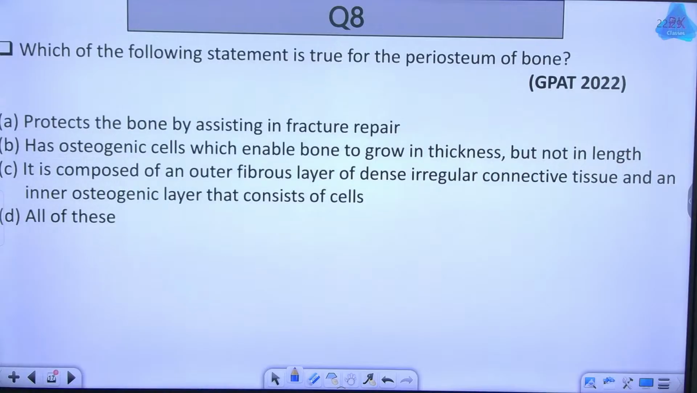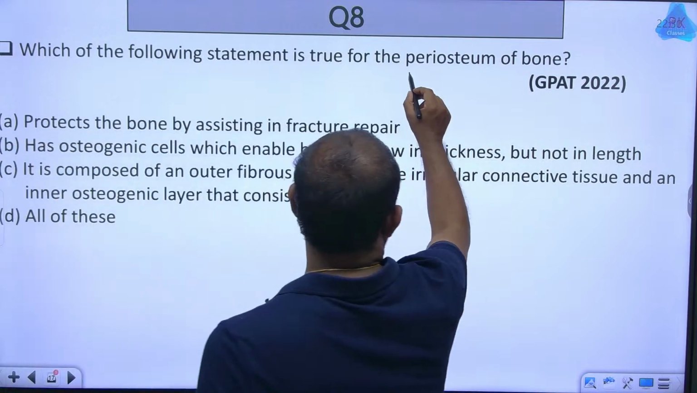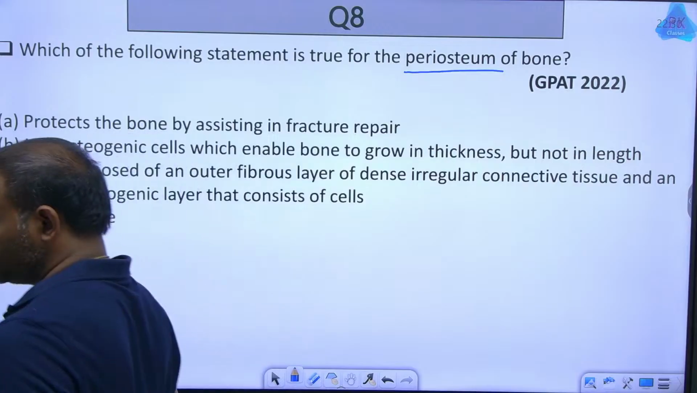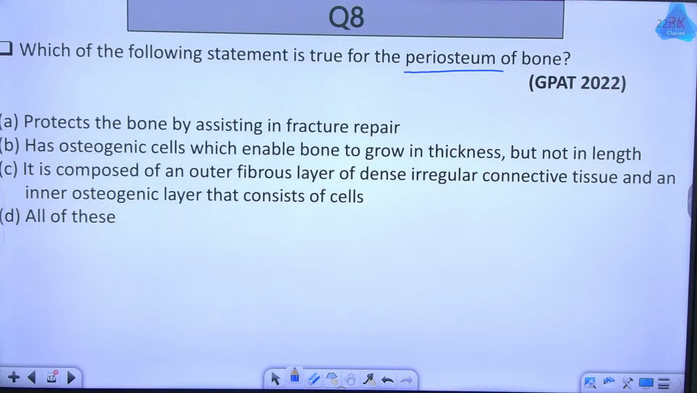Which of the following statements is true for the periosteum of the bone? कौन सी स्टेटमेंट सही है पेरियोस्टियम के बारे में?